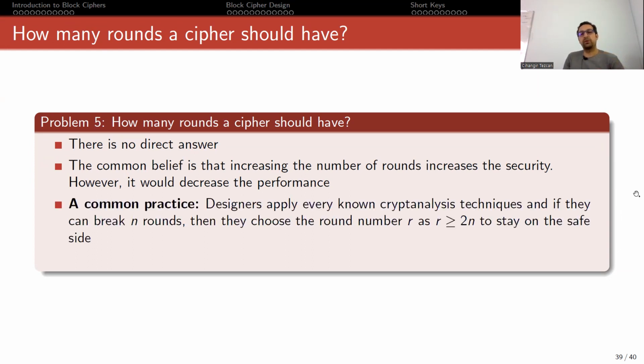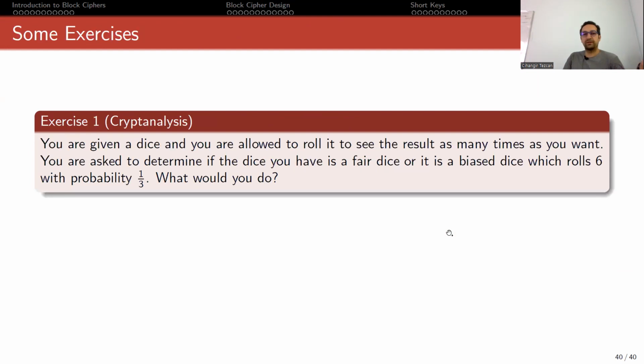A common practice is as follows. Designers apply every known cryptanalysis technique, and if they can break n rounds, then they choose the round number R as larger than or equal to double n. Because you could break n rounds, and you design it with 2n rounds or more to stay on the safe side. Because attacks always get better. People will come up with new ideas, new ways to analyze it. So if you can break n rounds, one day later somebody will come up with an attack that breaks n+1 rounds or more. So for this reason, you increase R so that you stay on the safe side.